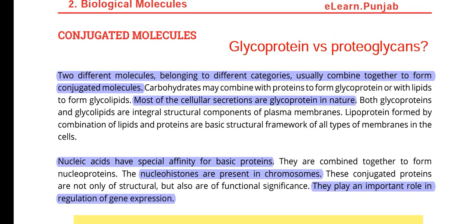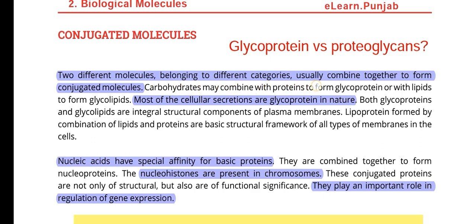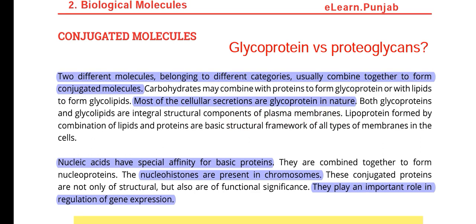So let's start with the reading. Two different molecules belonging to different categories usually combine together to form conjugated molecules. Carbohydrates may combine with the proteins to form glycoproteins, or lipids with the carbohydrate to form glycolipids. Most of the cellular secretions are glycoprotein in nature. It is a very important MCQ. Both glycoproteins and glycolipids are integral structural components of the plasma membrane.